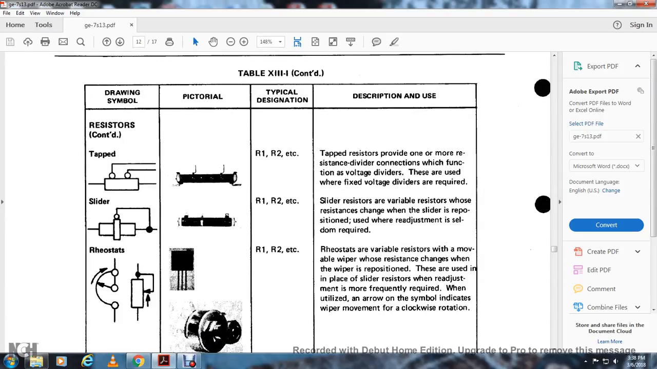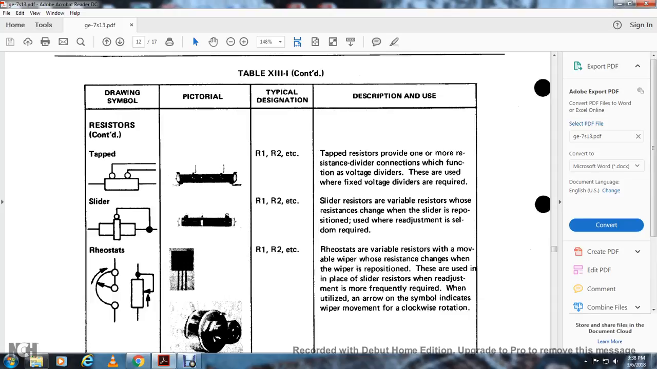Alright, a square with two lines attached to it means it's a tapped resistor. A slider is a square with another rectangular part perpendicular to it, going back to one side of the line. A rheostat is a semicircle with an angle, kind of like a protractor, or a square with a center connection. All typical designations are R1, R2.